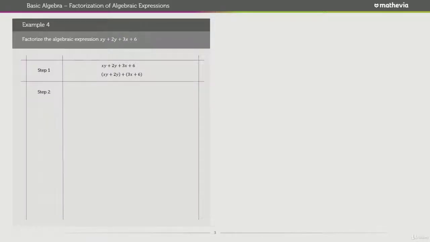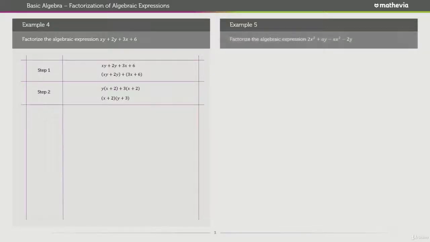Once I've done that, the next thing is to factorize each group. I have xy plus 2y, and I factorize that with y, giving y multiplying x plus 2. Then I factorize the second one with 3, giving 3 multiplying x plus 2. If you look closely, you'd find something very interesting: we have another common factor, x plus 2. We factorize using x plus 2, and what we have is x plus 2 multiplying y plus 3. Simple.